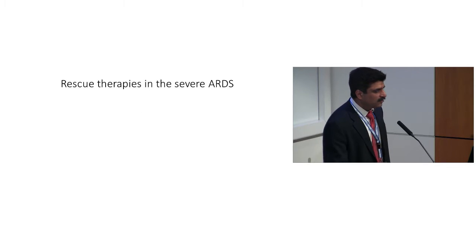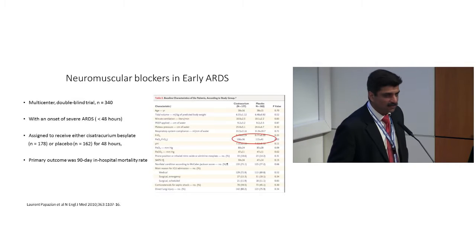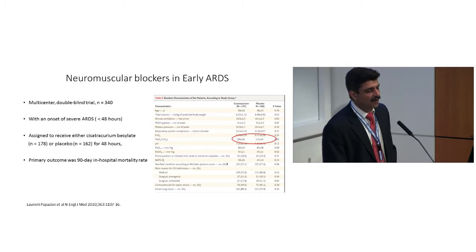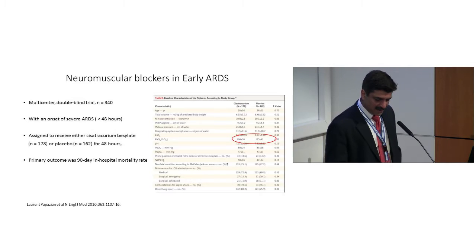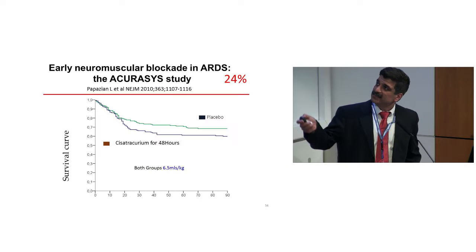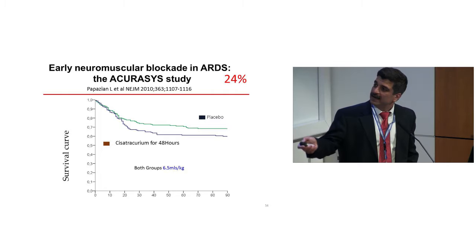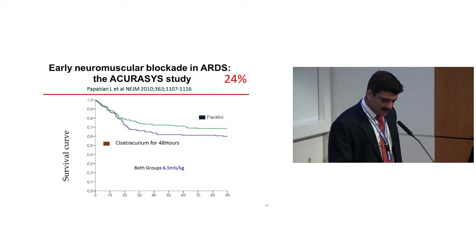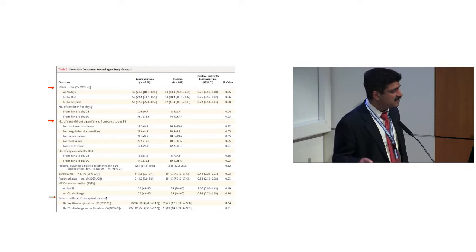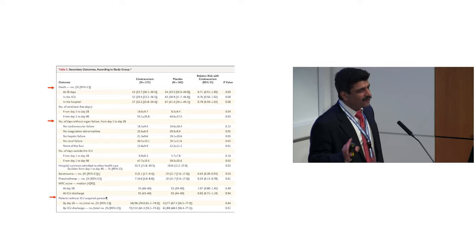And what about rescue therapies? This trial looking at atracurium as an infusion versus atracurium as and when needed. Again, big survival difference between atracurium versus no PRN. Again, both groups at low tidal volumes. Big survival difference, less number of days on the ventilator, less organ failure. And this atracurium stuff is interesting.